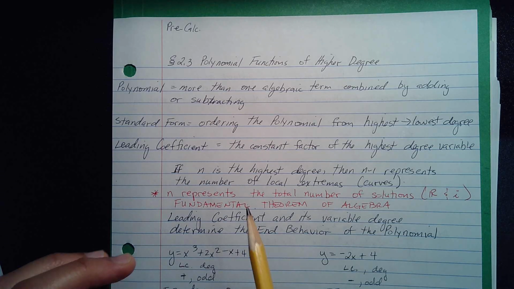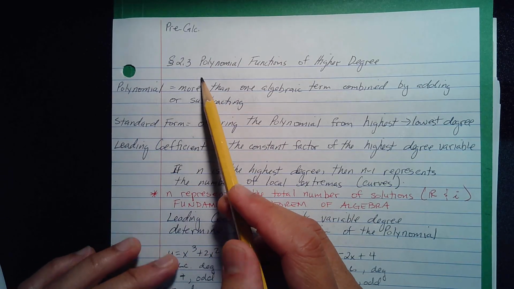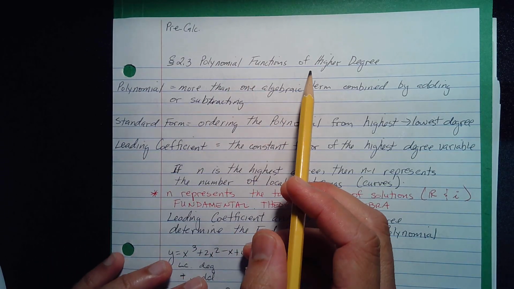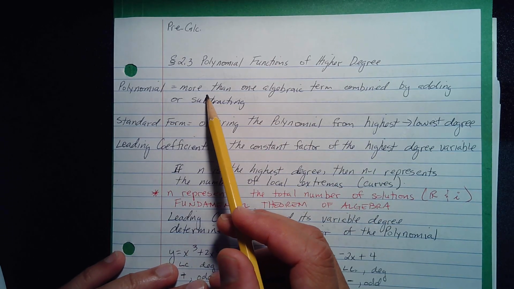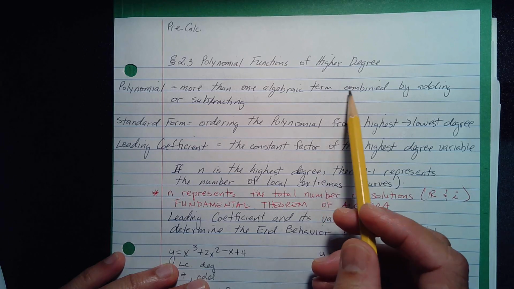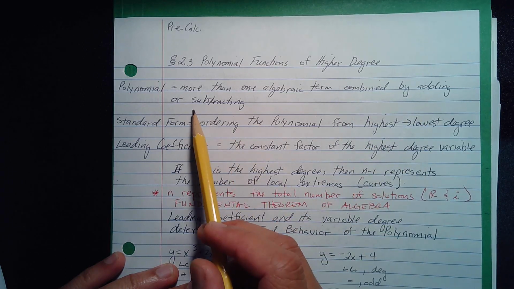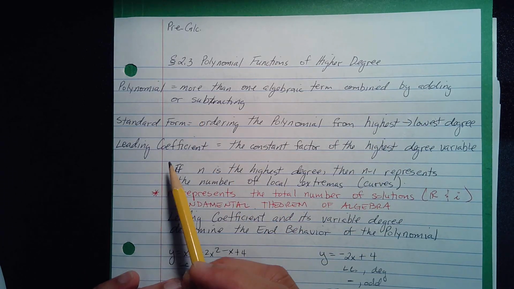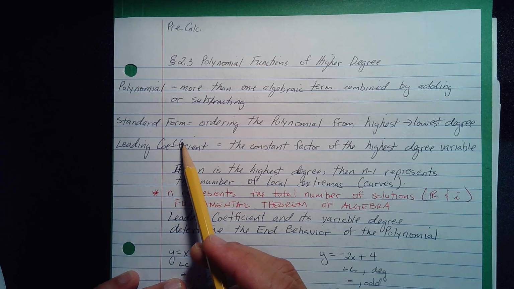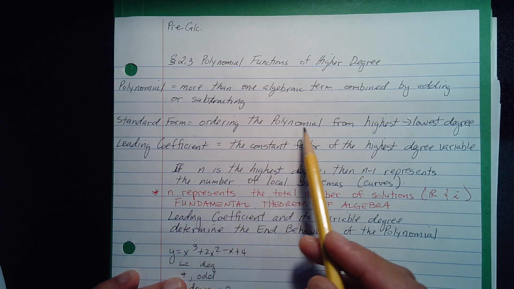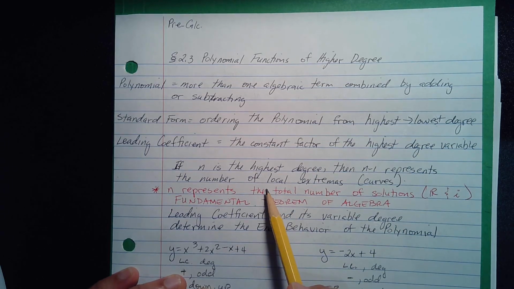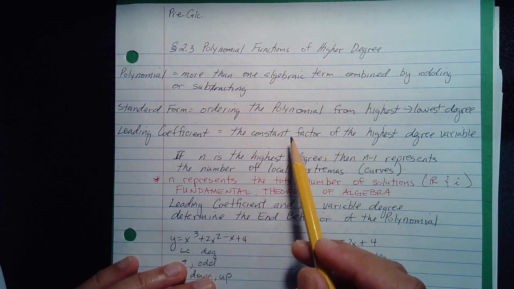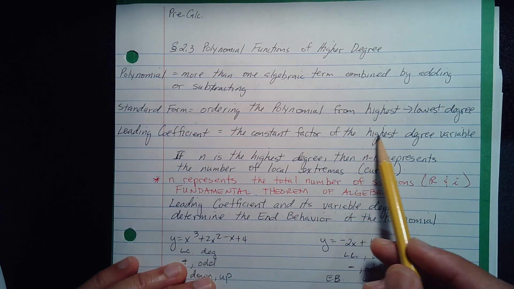Hello students, today you're going to learn section 2.3, polynomial functions of higher degree. A polynomial is when you have more than one algebraic term combined by adding and/or subtracting. Standard form of a function is when you're ordering the polynomial from highest to lowest degree. Leading coefficient means the constant factor of the highest degree variable.